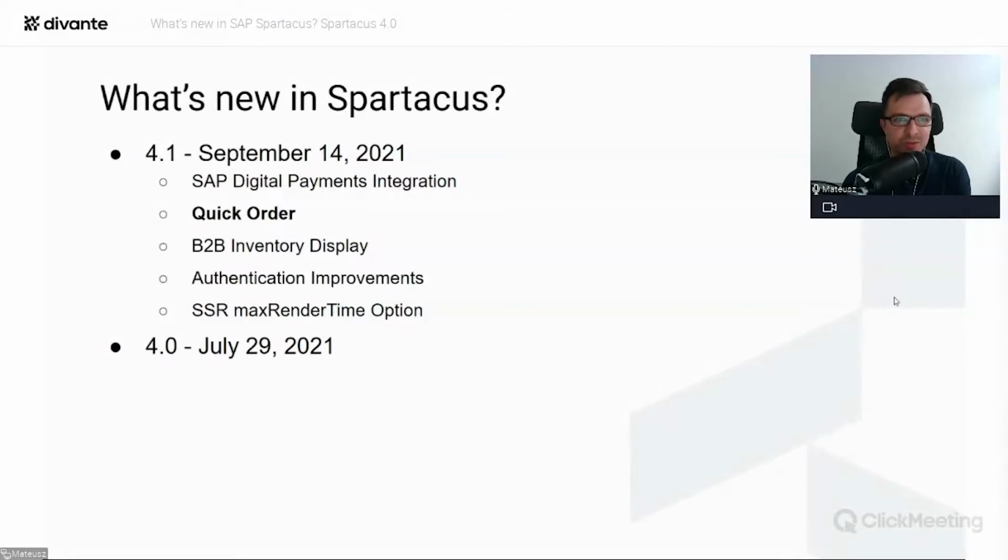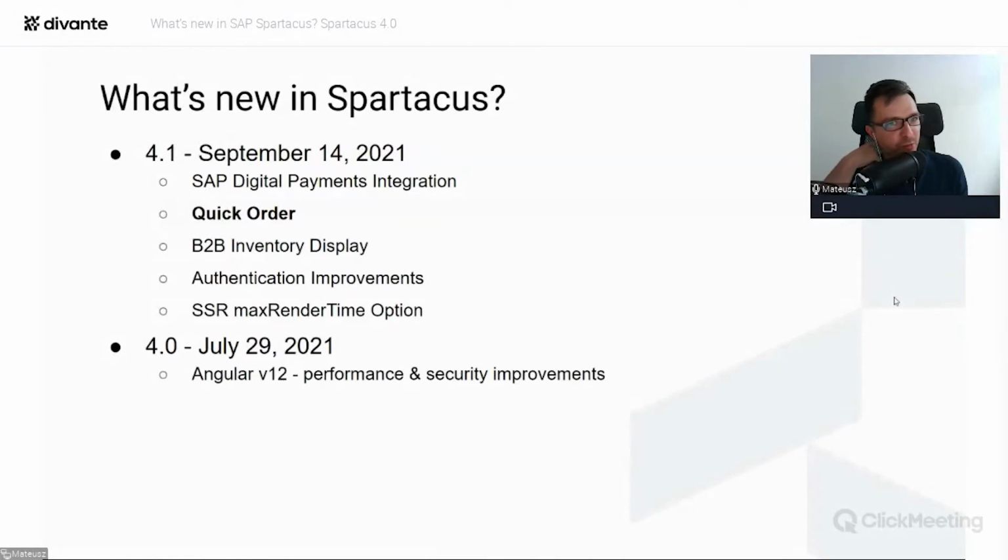But before talking about version 4.1, I was quickly updating the slides because this was released like 2 days ago. So I should have talked about 4.0 first. But let's move on like this. The biggest change in 4.0 is that it upgraded the underlying Angular version, because the previous Spartacus version 3 was using Angular 10, so it's like two versions up. And this clearly brings performance and security improvements.